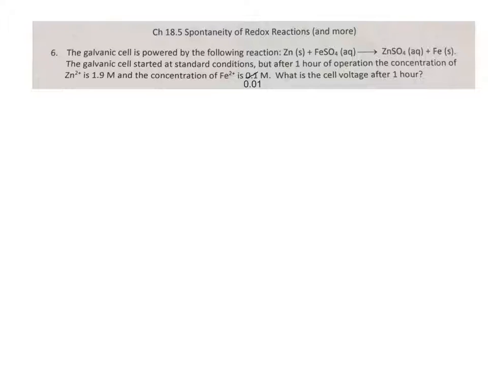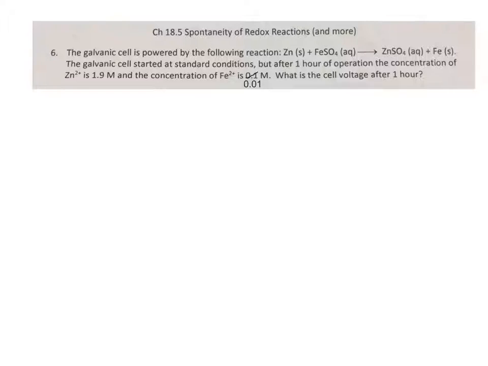For question 6, we have a new type of galvanic cell that started out under standard conditions. That means that the concentration of all the species present was 1 molar. But after 1 hour of operation, the concentration in the anode and cathode compartment is different. And our question is, what is the cell voltage?